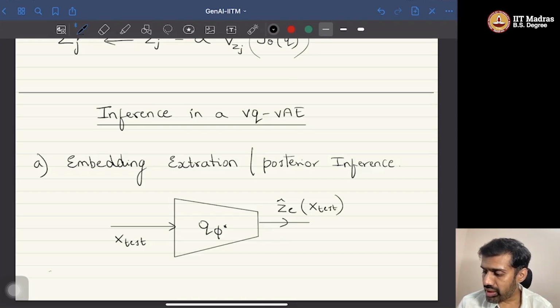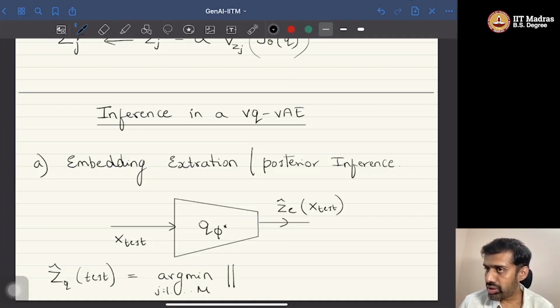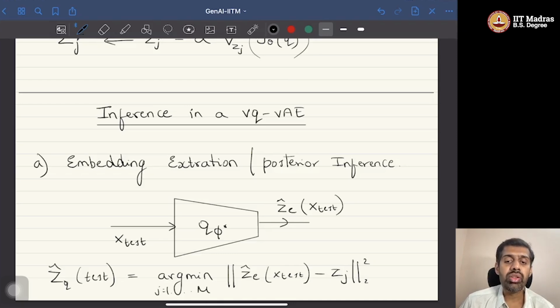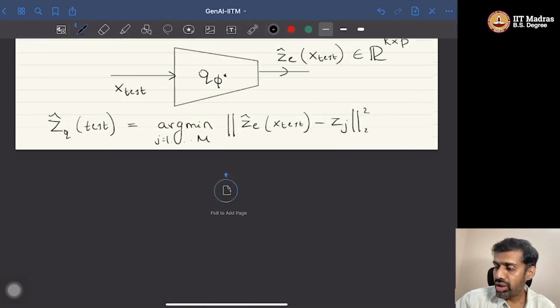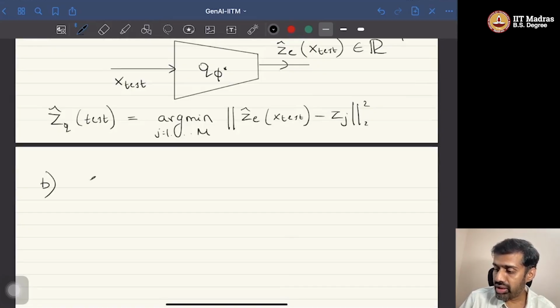Then the embedding Z cap Q test is simply taken as the vector quantized version, by solving the argmin over j equal to 1 through m of the distance between Z cap E of X test and the vectors in the dictionary. So just take the vector quantized version of the output of the encoder from the dictionary, for each of the columns. As we said, this is in R k cross p, so the embedding will also be in R k cross p, with each column vector quantized. Now this is easy. How do we do generation or sampling in a VQ-VAE? That's a non-trivial thing.